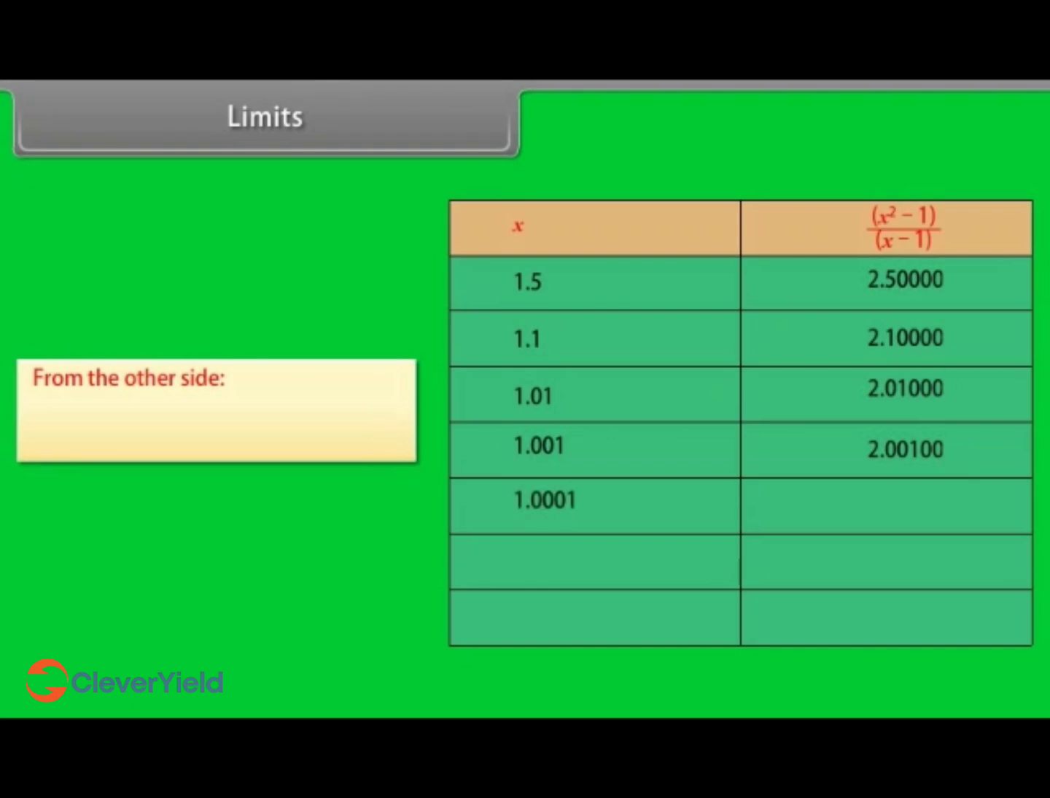For x is equal to 1.0001, the value of the function is 2.00010. For x is equal to 1.00001, the value of the function is 2.00001, also heading for 2, so that's okay.